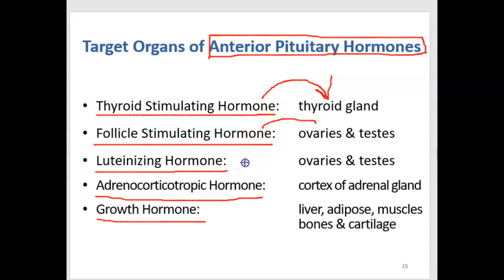FSH and LH both affect ovaries and testes. We'll talk about it a little bit. And adrenocorticotropic hormone affects the adrenal gland. Growth hormone has many targets: liver, adipose, muscles, bones, and cartilage.